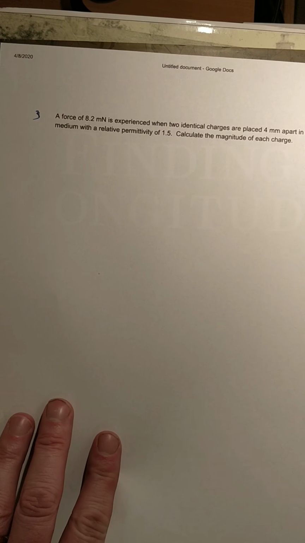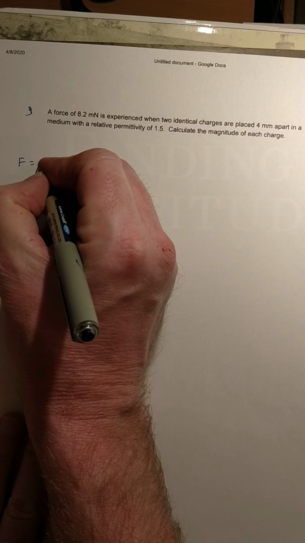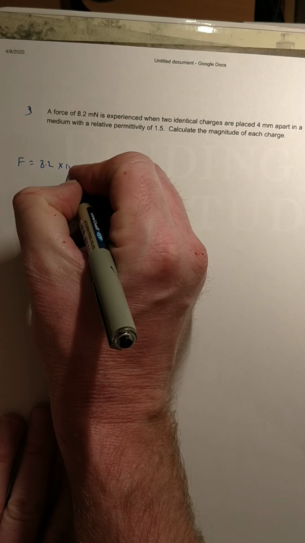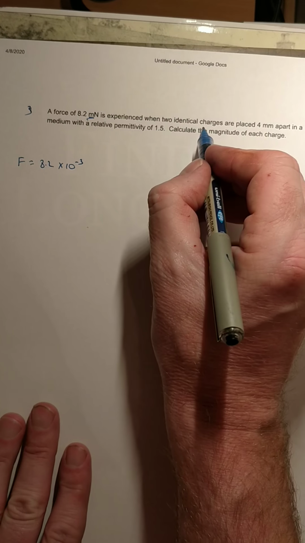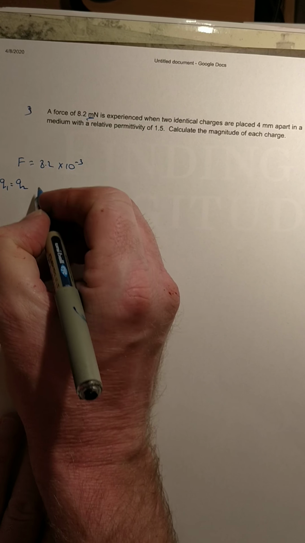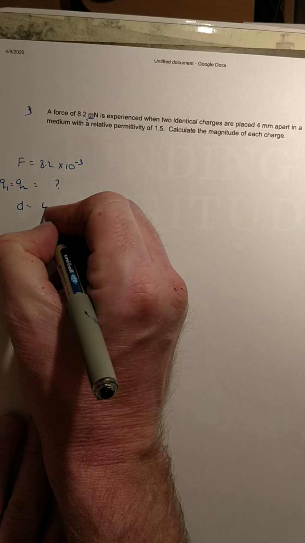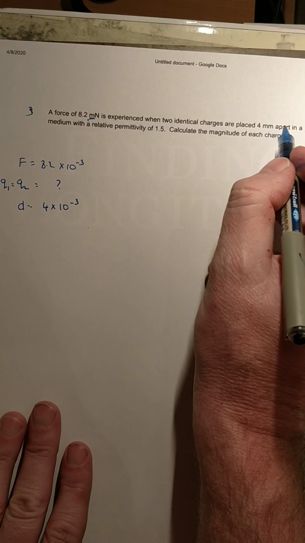Okay, question 3. Right, a little bit of a variety here in that you're given the force this time. So let's have a look. We're given the force. So force is 8.2 millinewtons. So 8.2 by 10 to the minus 3 newtons, using the prefix for milli. Two identical charges. So Q1 is equal to Q2. Okay, and we don't know what it is. 4 millimeters apart, so distance quite far apart, in fact. Okay, 10 to the minus 3.